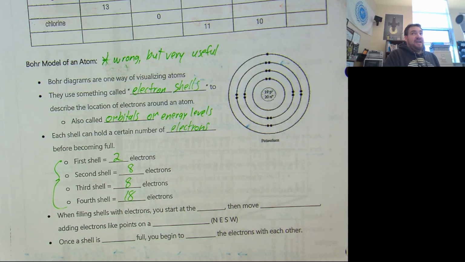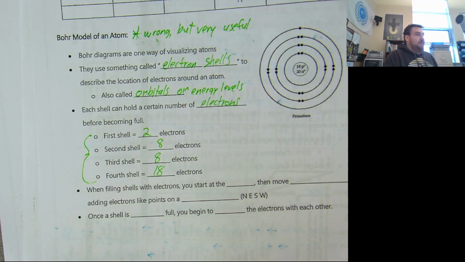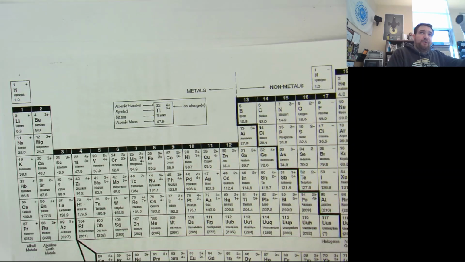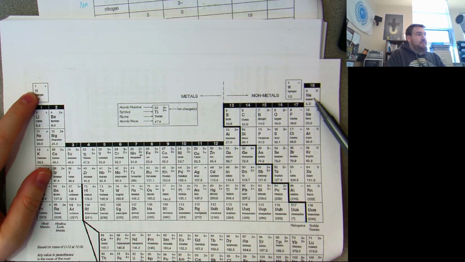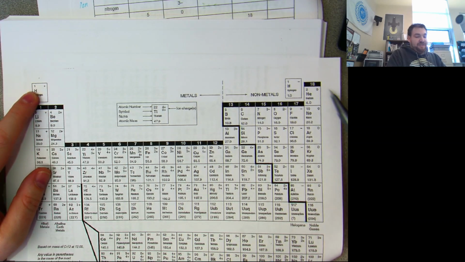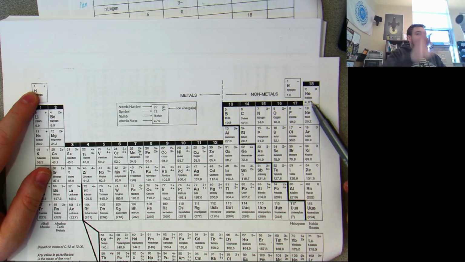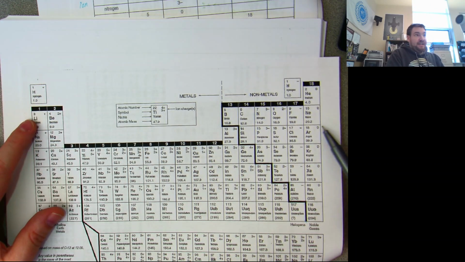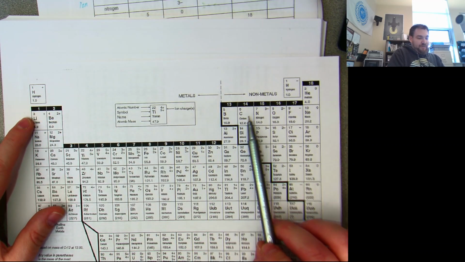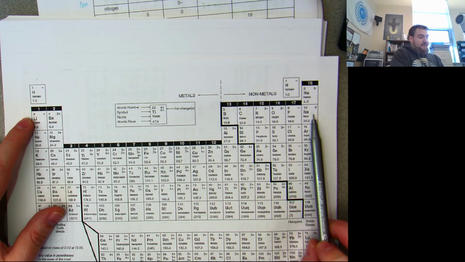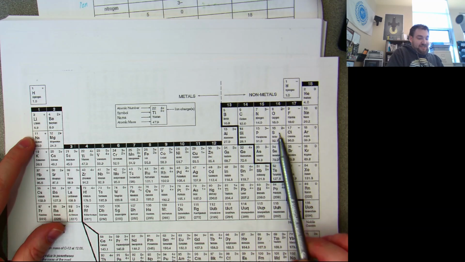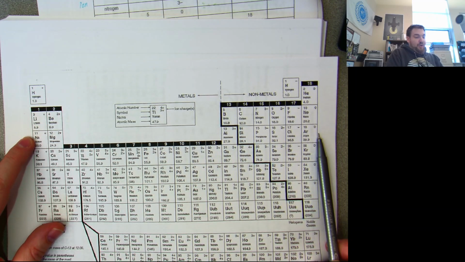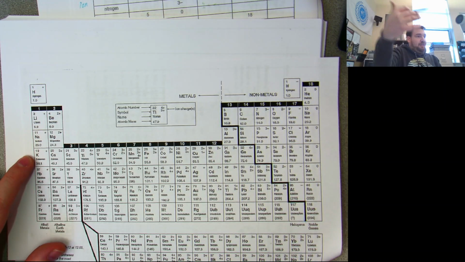How many each contains is actually found on the periodic table. If you take a look here, the first row of the periodic table has 2 elements. This guy has 1 electron, this guy's got 2 electrons. And then that shell is full, and you move up to the next shell. 1, 2, 3, 4, 5, 6, 7, 8. Fills the shell. The next one. 1, 2, 3, 4, 5, 6, 7, 8. Fills the shell. When you move down a row, you move up a shell.